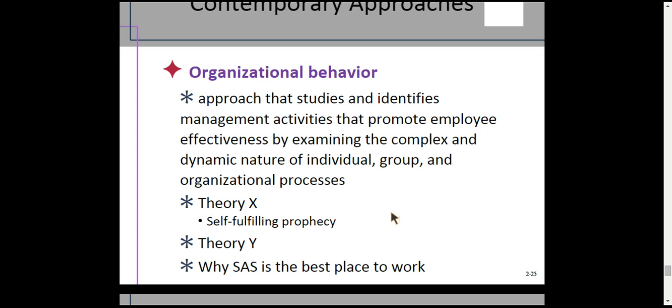Organizational behavior studies management activities that promote employee effectiveness. What makes employees work better? So theory X, self-fulfilling prophecy. These types of managers think that employees are inherently lazy and do not want to work. A lot of times they get employees that are like that because they're constantly over their shoulder. Theory Y says, we've hired the best person to do this job and we're going to let them do this job.